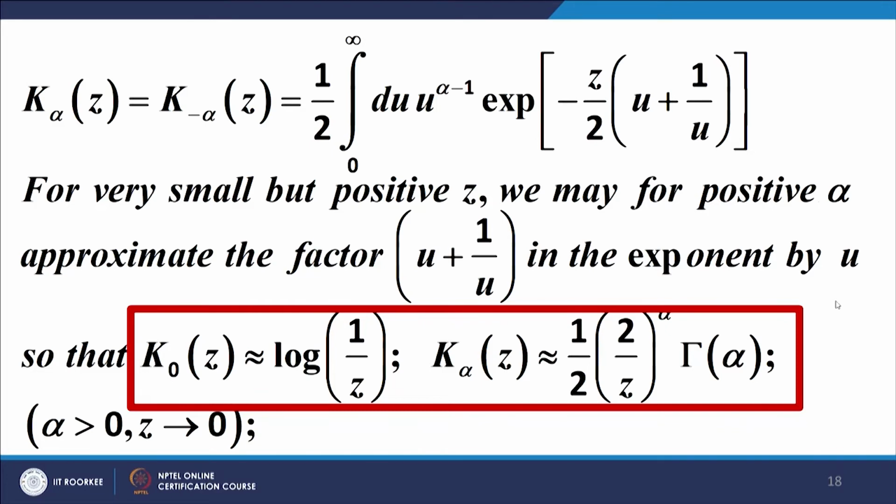Now, for small z, in the expression u plus 1 upon u, we may substitute it by u, and we arrive at the two expressions: K0 of z is equal to log 1 upon z for the d equal to 2 dimensional case, and K alpha of z for d greater than 2 is 1 upon 2 into 2 upon z to the power alpha times gamma function of alpha. The first one holds for d equal to 2, and the second expression for the modified Bessel function holds for d greater than 2.